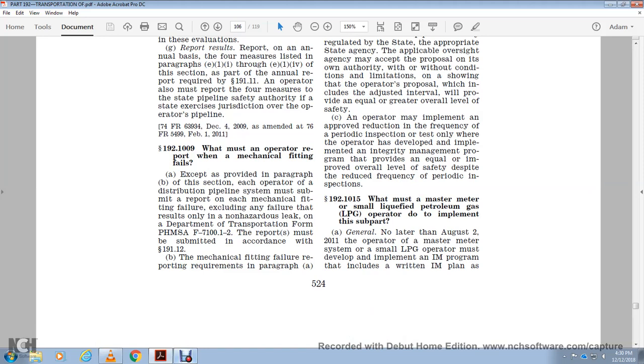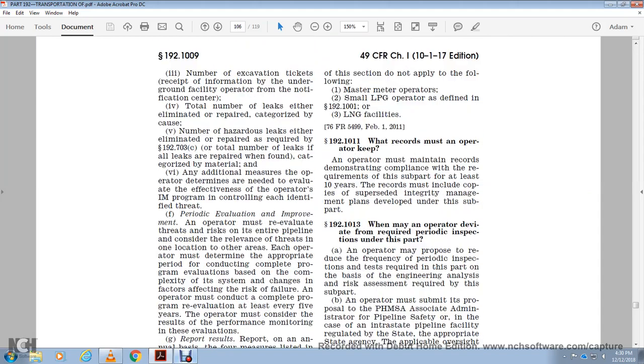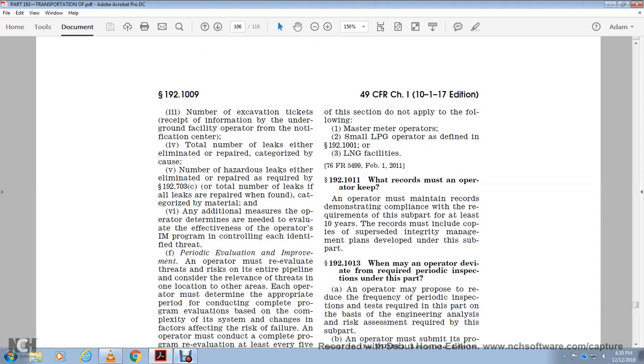192.1009: What must an operator report with the mechanical fitting that failed? Except as provided in paragraph B of this section, operators of distribution pipelines must submit a report of each mechanical fitting failure, excluding any failure resulting from a non-hazardous leak, on Department of Transportation Form PHMSA F7100.1-1. The report must be submitted in accordance with 192.1012, the mechanical fitting failure reporting requirements of paragraph A. This section does not apply to the following: a master meter operator, a small liquefied petroleum gas operator as defined in 192.1001, or a liquefied natural gas facility.